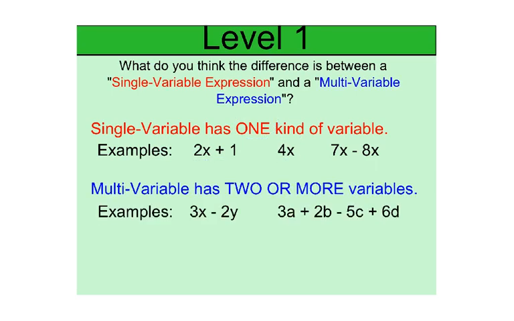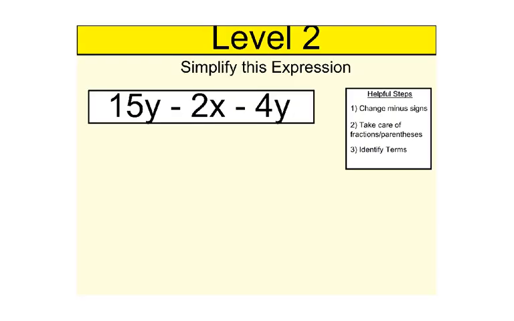So what's the difference with a multivariable? Multi means more than one, okay? So in this case, if you look at the first example here, it's got an x and a y. In this one, it's got an a, b, c, and a d. So it has quite a few variables in it. It has two or more.